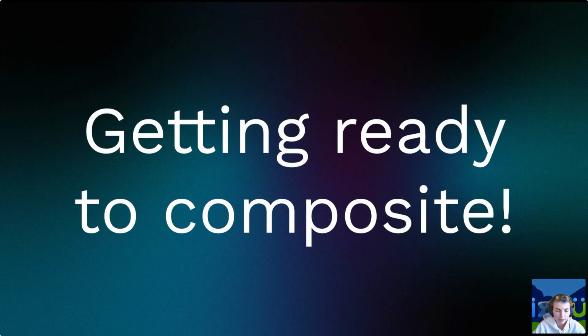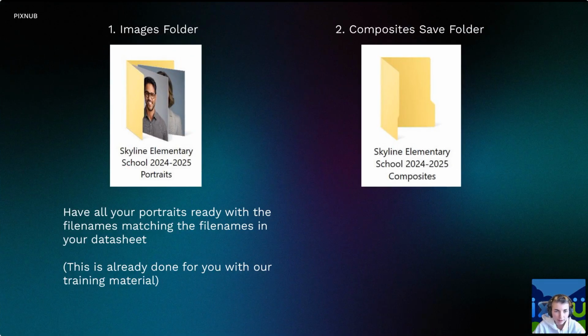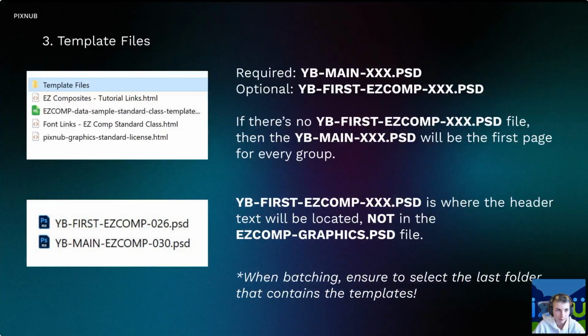All right, so getting ready to composite. Since you guys are already experienced Pixnub users, you probably already know how to do this, but we'll go over it anyways. So you want to have your images folder ready with all your mugshots, which will already be ready in the training images, and then have your composite save folder ready as well. And have your template files ready.